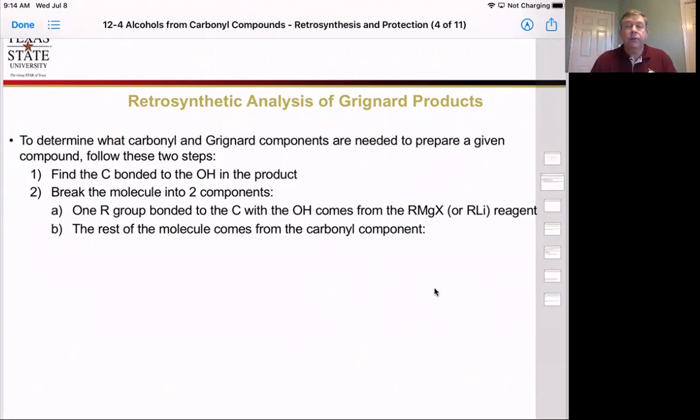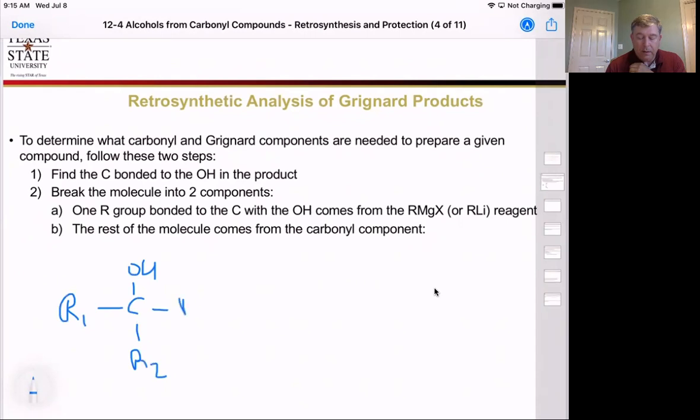Okay, so to do this, what we want to do is start looking at where the carbon with the OH is, because the carbon with the OH is where our carbonyl compound was. And so we want to start where our carbonyl is and then figure out which organometallic reagents are there. So for example, let's draw a generalized structure of a carbon with an OH on it, and we're going to draw an R1, R2, and R3. These could be any units here.